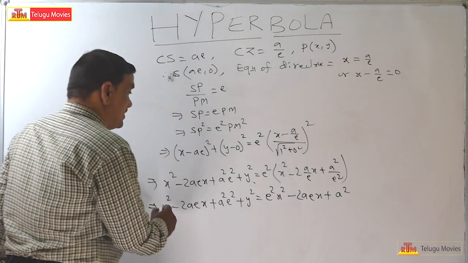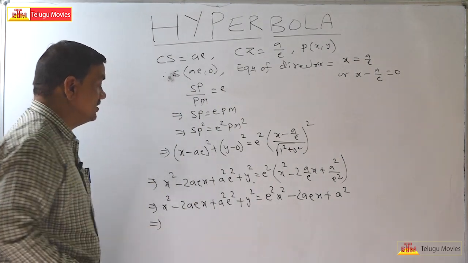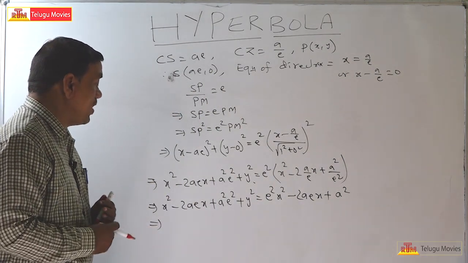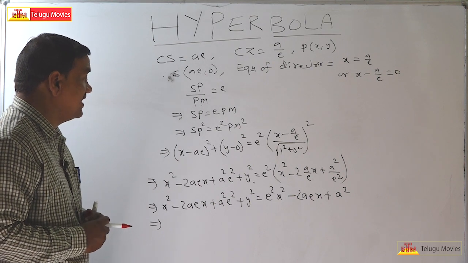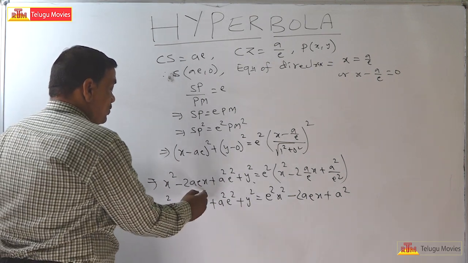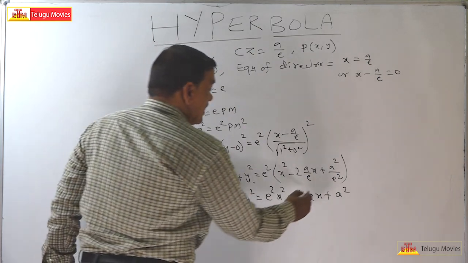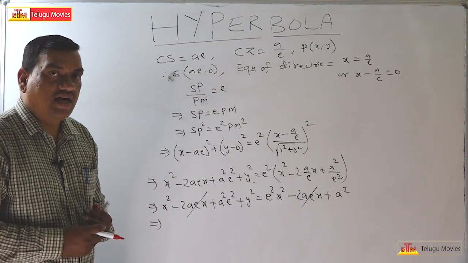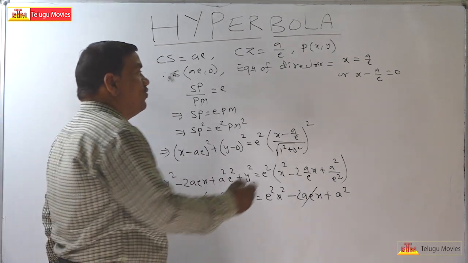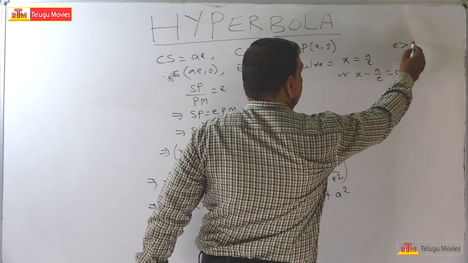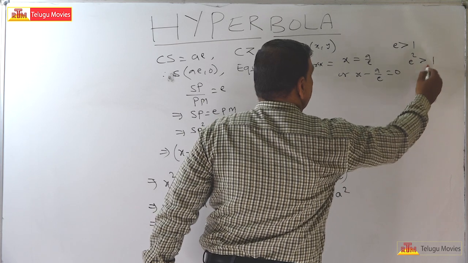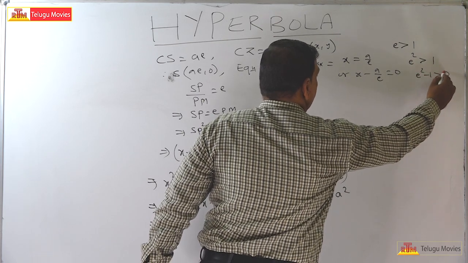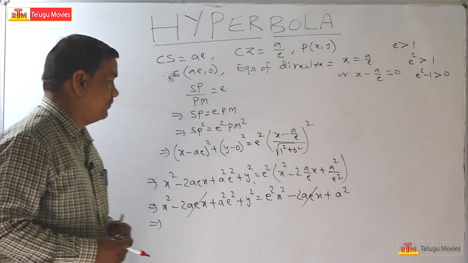Right, on both sides any more cancellations? There will be one and only one term that gets cancelled, that is minus 2aex here and also minus 2aex here. Here always remember that e is greater than 1. For eccentricity, e is greater than 1, therefore e square is greater than 1. e square minus 1 should be greater than 0.